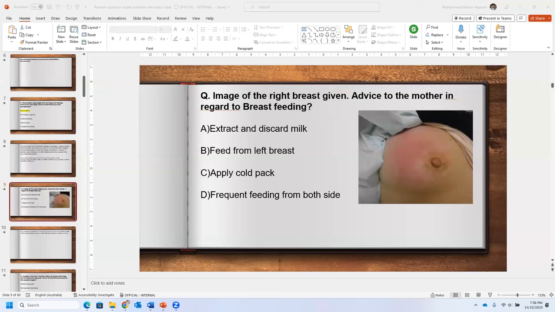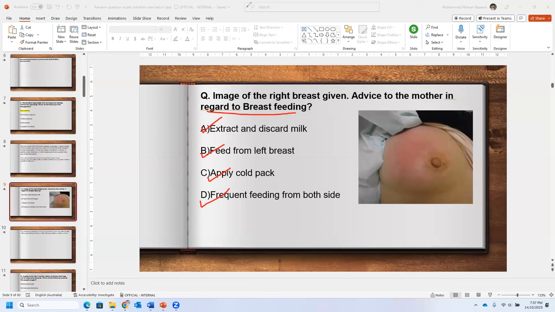Now, the next question is, look at the image. It's the right breast of the patient, and she is coming with redness of the area surrounding the areola and right upper quadrant. What advice will you give to a mother? So a mother, they have told you, means she is lactating. So what sort of disease is the patient suffering from? Very good, mastitis. Now, what advice would you give to her regarding breastfeeding? Option A, extract and discard the milk from the right side where she has mastitis. Option B, don't feed from the right, but feed from the left breast. Option C, apply a cold pack, or frequent feeding from both sides.